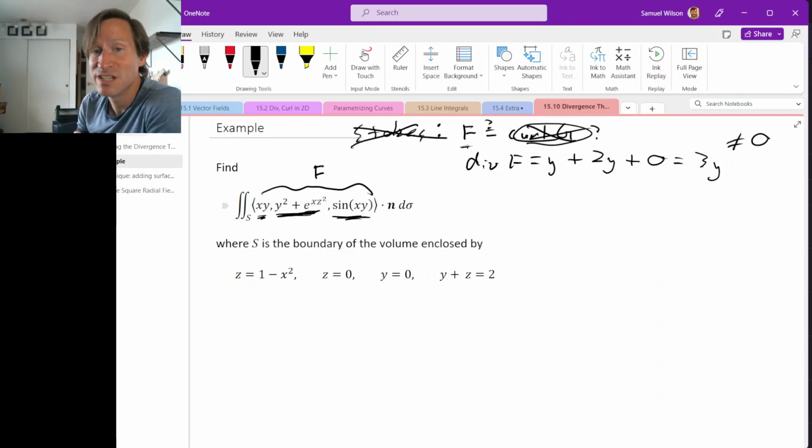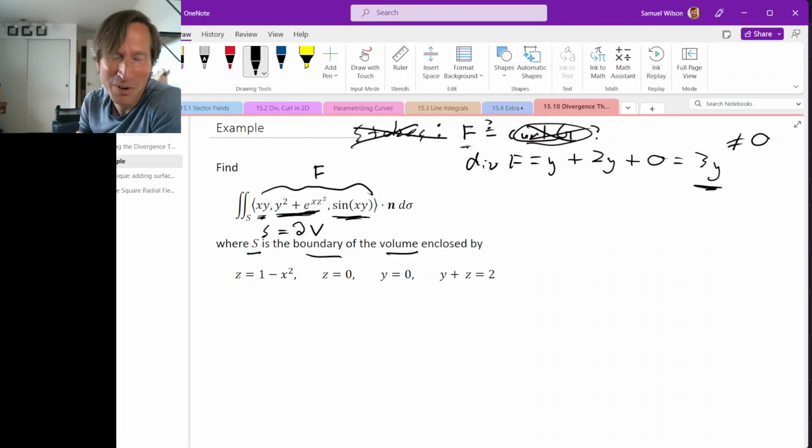All right, well, the other option is to use the divergence theorem, but remember, you can only use the divergence theorem if the surface is the boundary of a volume. But look, it explicitly is, right? S is the boundary of the volume enclosed by these surfaces. So our surface is the boundary of a volume, so we can use the divergence theorem. And we've actually already calculated the divergence, so we're partway there already. So the next thing to do to use the divergence theorem is to figure out what is the volume that we need to be integrating over. In other words, we need to see what do these surfaces all enclose.